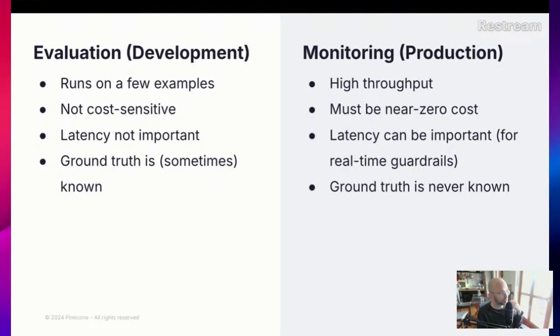So for this talk, we're going to focus on metrics and things you can do for monitoring in production. And remember that they must comply with all of these requirements. They must support high throughput. They must be relatively cheap to run. The latency should be pretty low, and they should never assume that we know the right answer that we can use as a comparison beforehand.